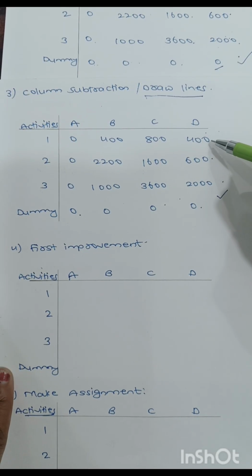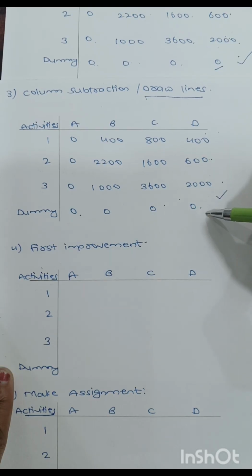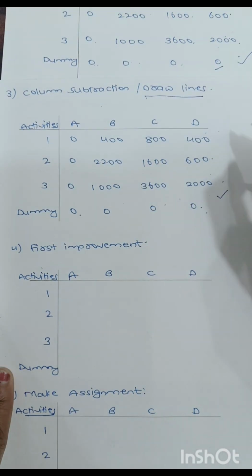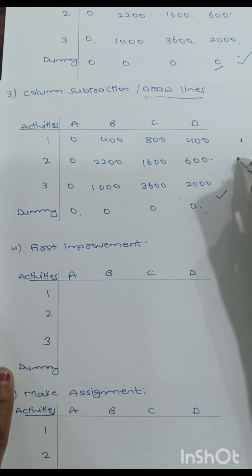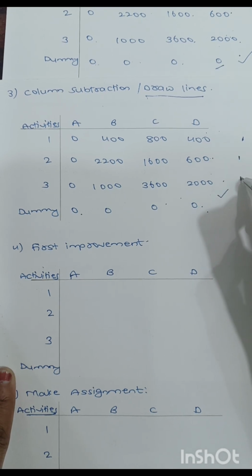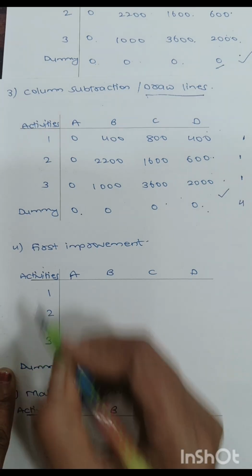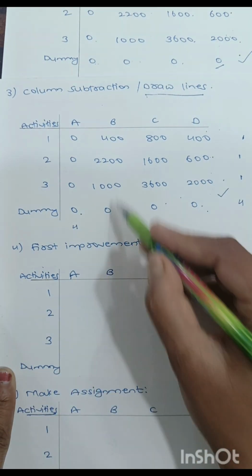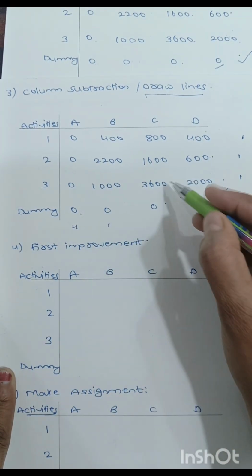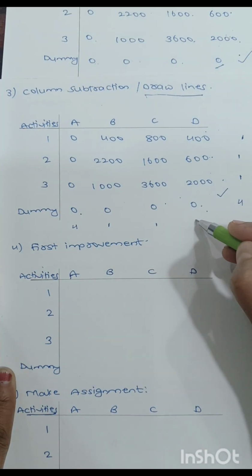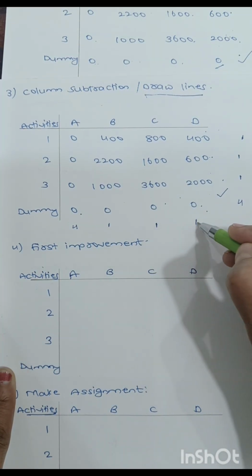first we will check how many zeros are there in each and every row. In the first row, there is only 1 zero. In the second row, there is only 1 zero. In the third row, there is only 1 zero. And in the fourth row, there are 4 zeros. Similarly, we will check for columns also. In the first column, there are 4 zeros. In the second column, 1 zero. Third column, 1 zero. And fourth column, there is only 1 zero.